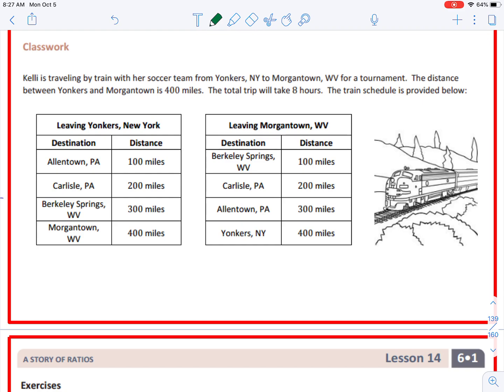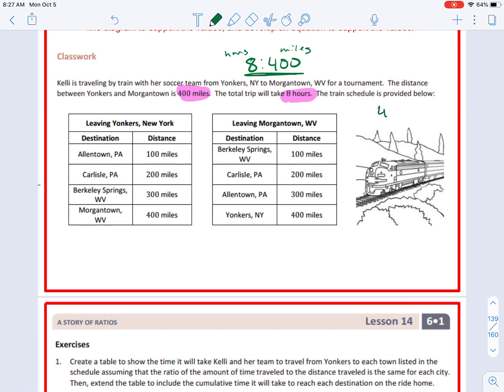So it's telling us the distance between Yonkers and Morgantown is 400 miles. The total trip will take 8 hours. So if I write a ratio 8 to 400, this would be hours to miles. How could we simplify this? Well, we can divide 400 by 8, and it would give us 50. So for every 1 hour, they are going 50 miles. So they are going 50 miles per hour. All we did was figure out how many miles they traveled in 1 hour.